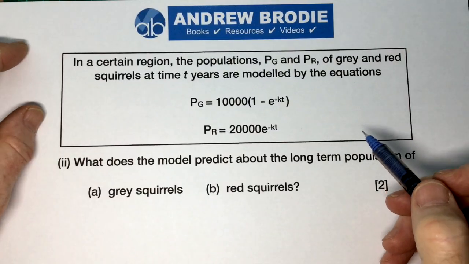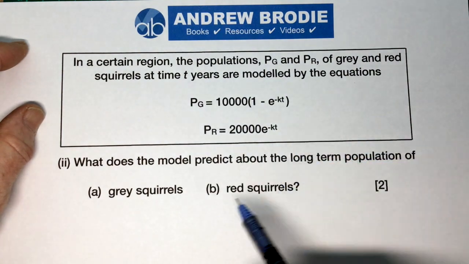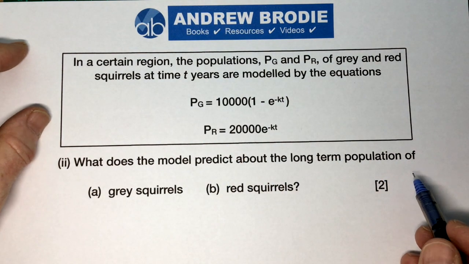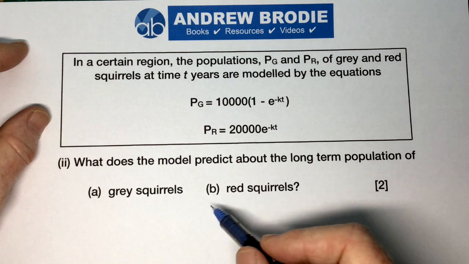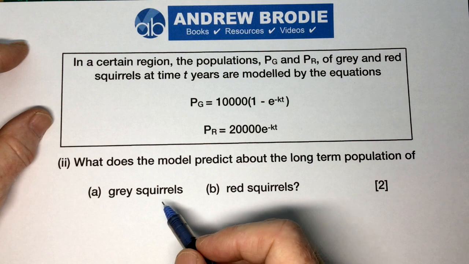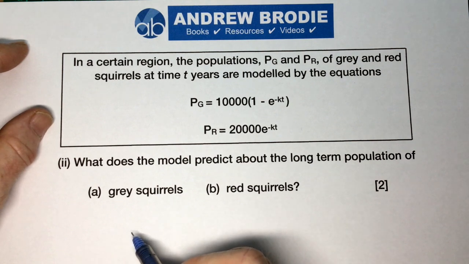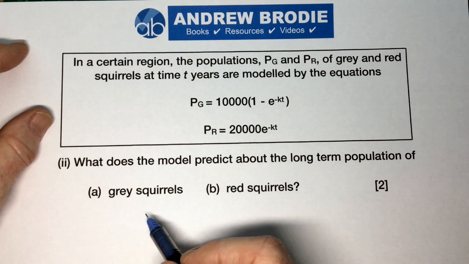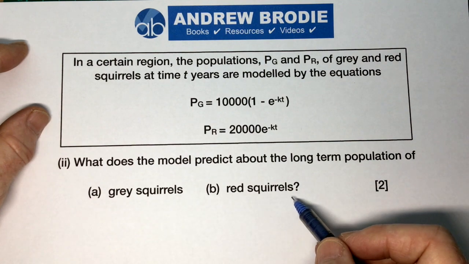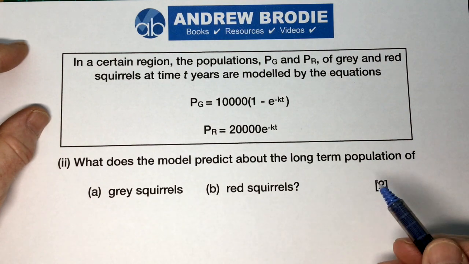Here's the next part. We've still got the same equations. What do these models predict about the long-term population of A, grey squirrels, and B, red squirrels? And all we need to do is to write a sentence to say the long-term population of grey squirrels is likely to be approximately 10,000, and the long-term population of red squirrels is likely to be 0.